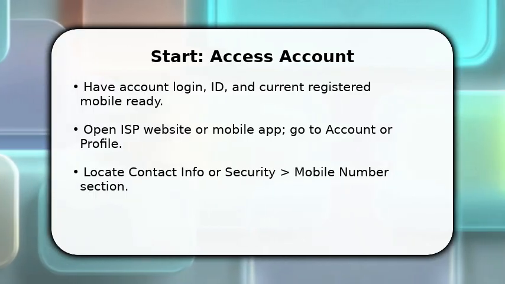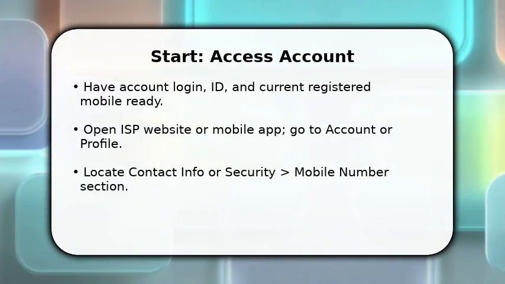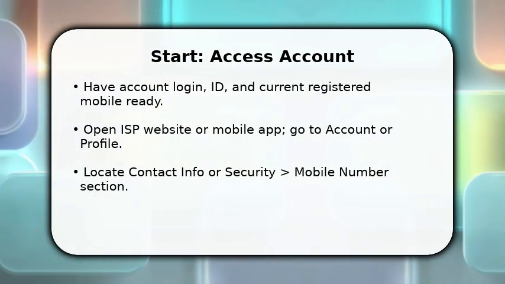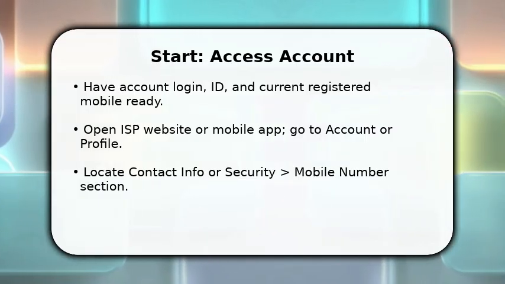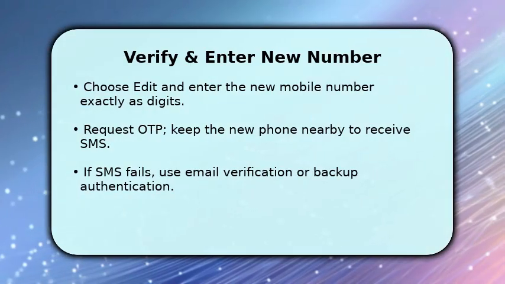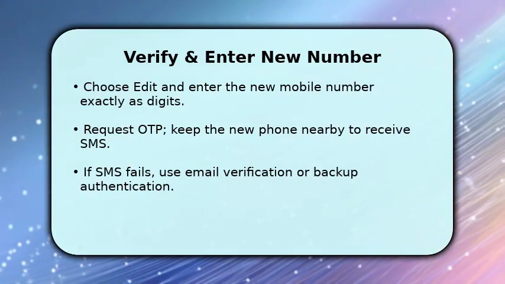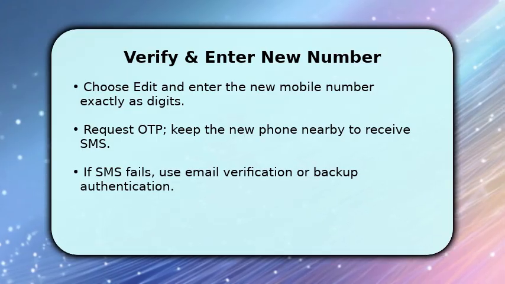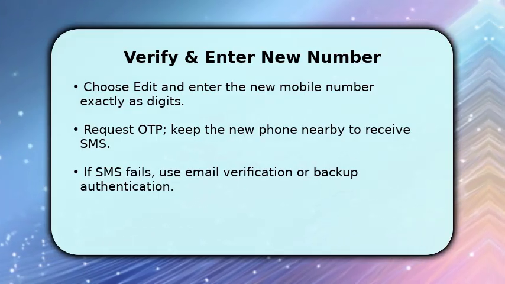Select Edit or Change. Don't skip this step because starting in the right place prevents extra verification later and keeps the process fast and secure. Once you choose Edit, type the new mobile number carefully and include country code if required. This avoids false entries that block OTP delivery.